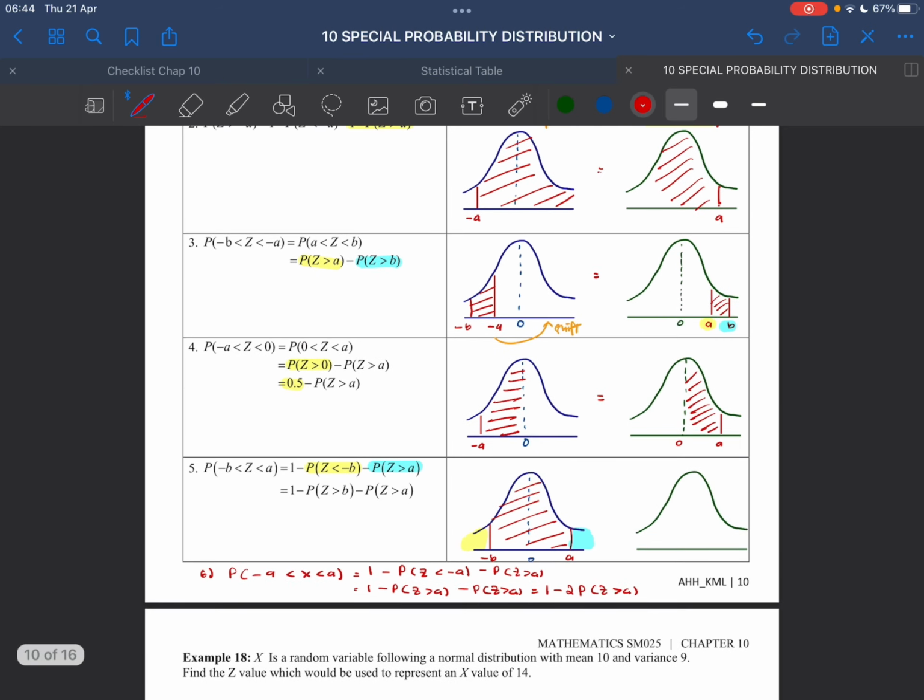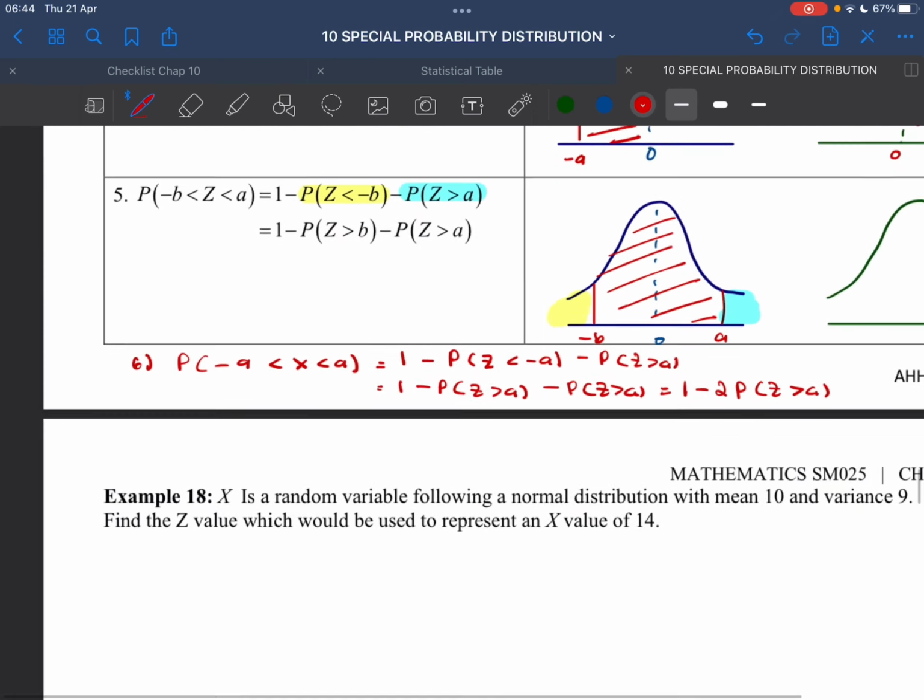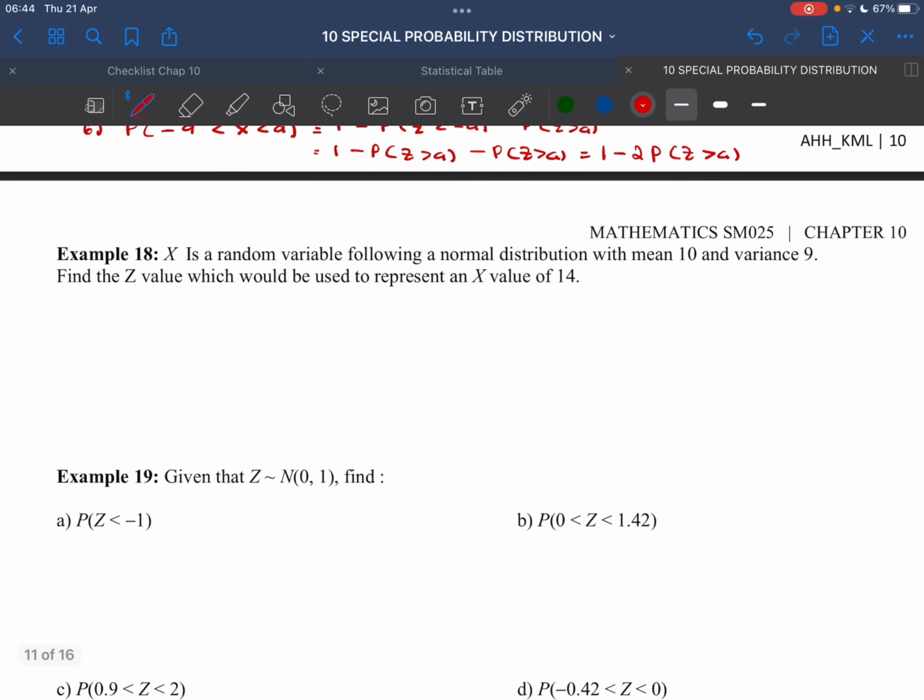Okay, let's see the example. Sekarang mungkin kamu macam confused lagi apa yang terjadi, but that's okay.